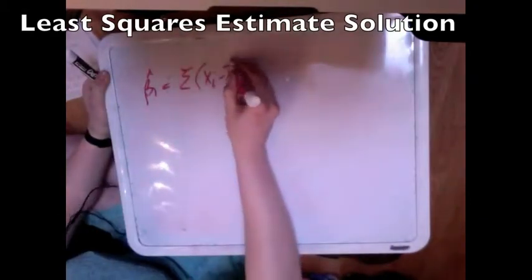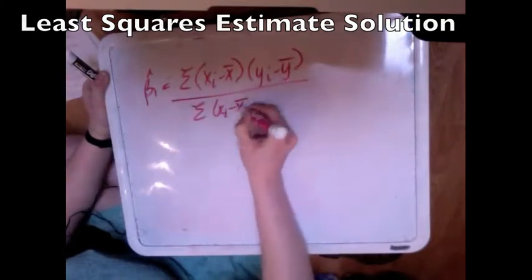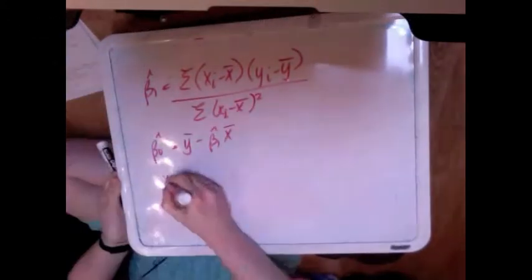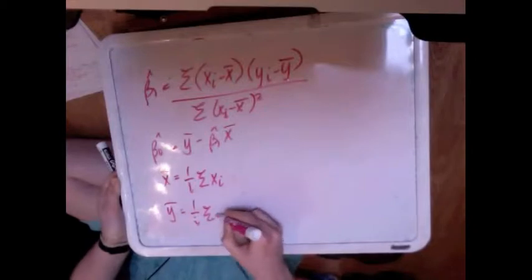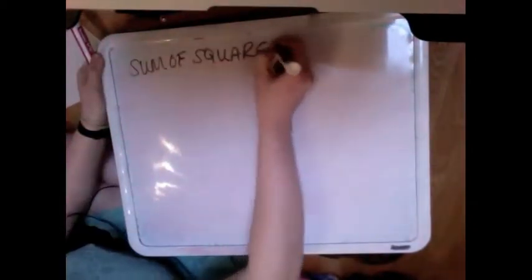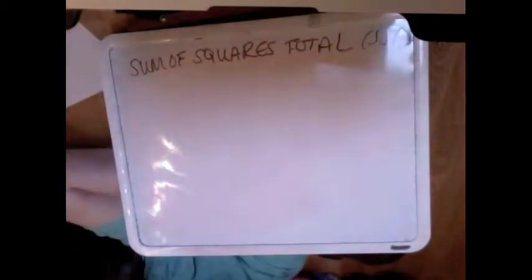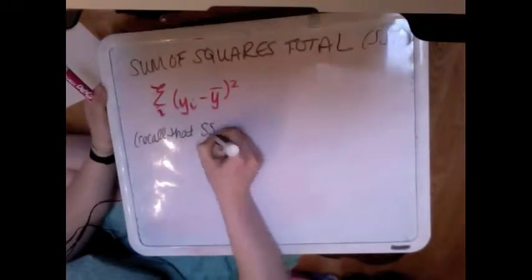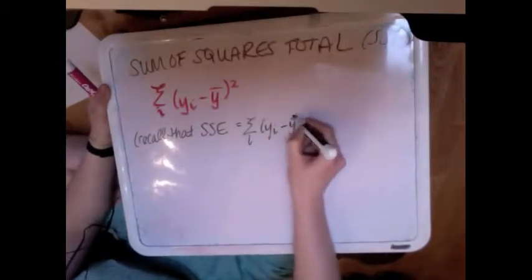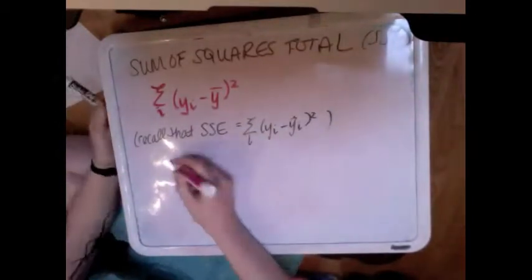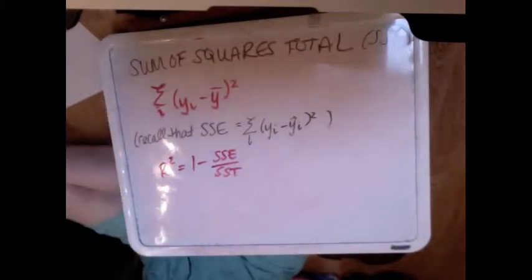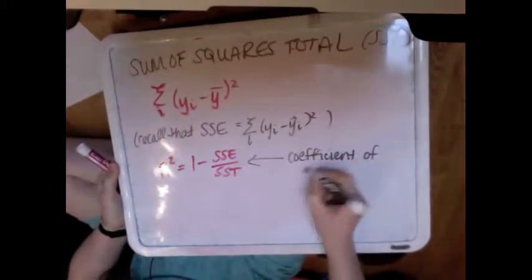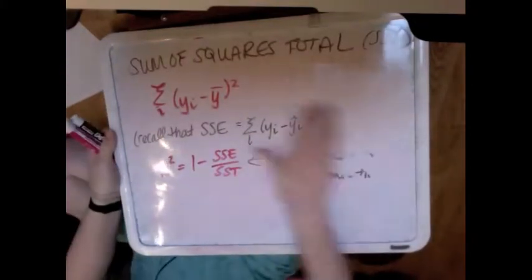We solve this system by finding beta naught and beta 1 that satisfy the system, where x bar and y bar refer to the average values of x and y respectively. The sum of squares total, or SST, Sierra Sierra Tango, is a summation over i of the difference between any given y value and y bar squared. Recall that the sum of squares error is the summation over i of the difference between any given y value and y hat squared. R squared is 1 minus SSE over SST, where R squared is the coefficient of determination.